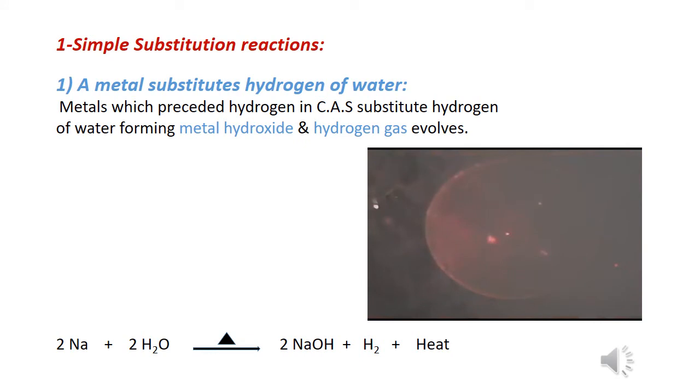First, a metal substitutes hydrogen of water. Metal which preceded hydrogen in chemical activity series substitutes hydrogen of water, forming metal hydroxide, and hydrogen gas evolves. As when we add sodium to water, sodium can replace hydrogen of water, forming sodium hydroxide, and hydrogen gas evolves with a pop sound.